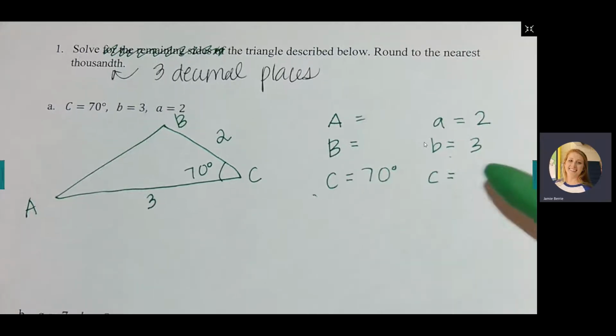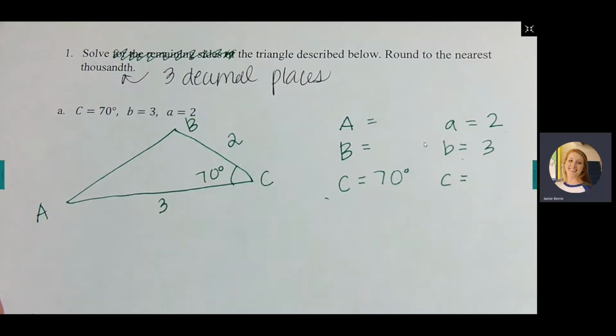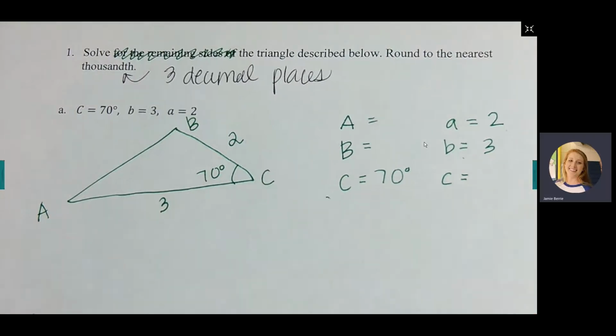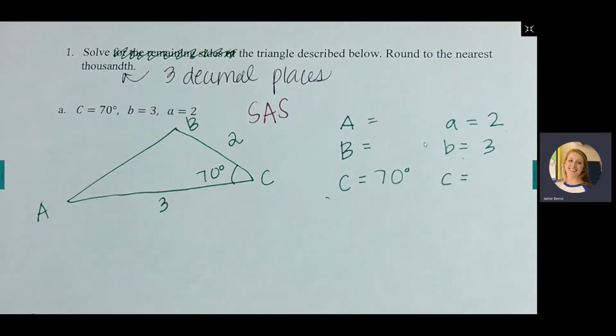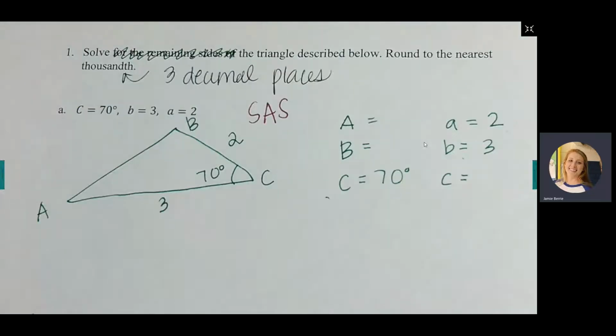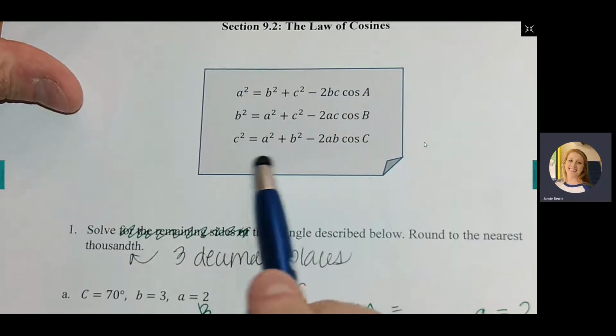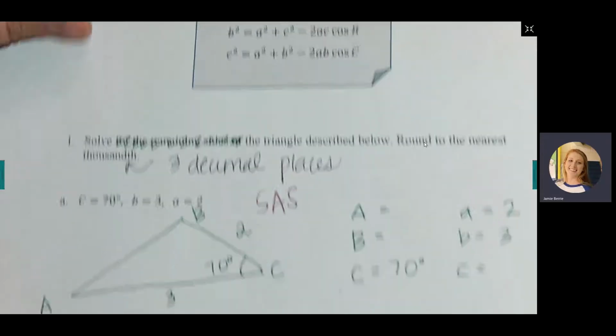You have to use law of cosines, because this is a side angle side triangle. Side angle side means, we go to our little table here, side angle side means we use law of cosines. So we're going to use the law of cosines. That involves the angle C, because that's the angle that we know. So that's this bottom version of the formula. It's the bottom version of the formula over there as well.